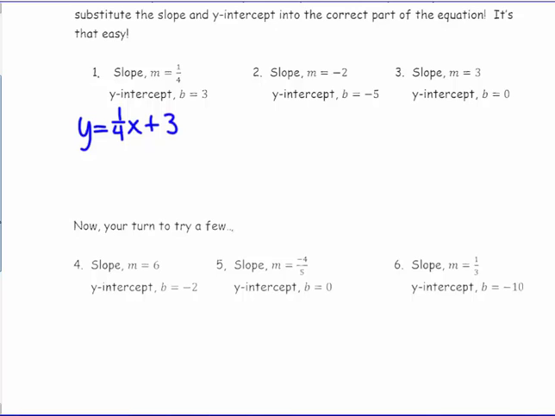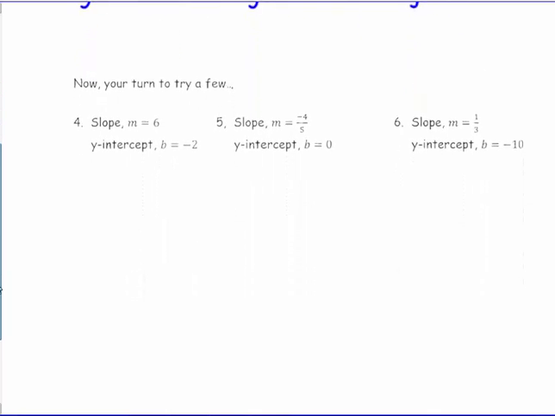Number 2, the slope is -2, so y equals -2 times x, mx plus b. Well, b is -5, so -5. Don't write plus -5, write -5. y equals -2x minus 5. Number 3, the slope is 3. That's my coefficient of x, so 3x. And my y-intercept is 0. Don't have to write plus 0, so I'm not going to. y equals 3x.